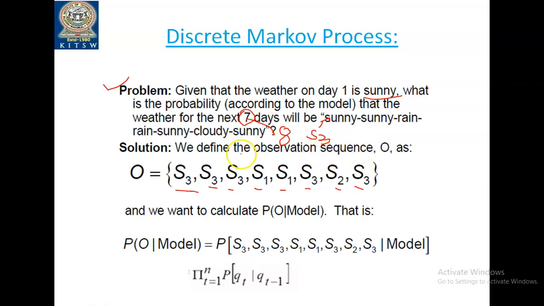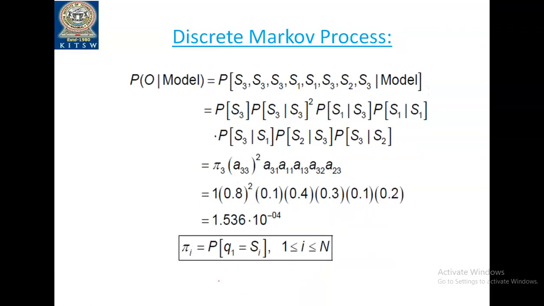Now we want to calculate the probability of the observation for a given model. The probability of the observation for a given model is the multiplication of all the probabilities. As I clearly mentioned, the discrete Markov process depends upon the previous state probability. So this is the formula you need to remember: the product for t equal to 1 to n, over the number of states, of the probability of qt given qt minus 1.